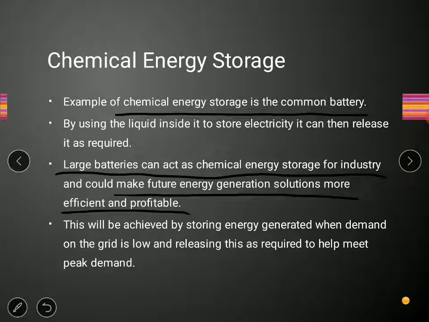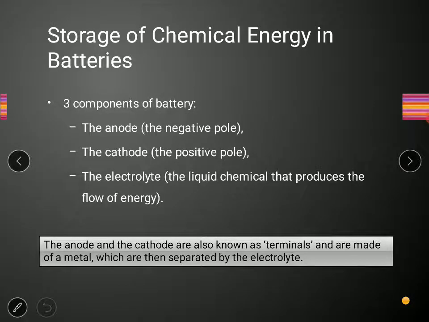How can we achieve this? This can be achieved by storing energy generated when demand on the grid is low and releasing it as required to help meet peak demand. What happens sometimes is we don't have that much demand, but the grid is generating electricity. So instead of sending it out to the system or to the households or to the transformers and so on, we are going to just store it in the power plant itself and then release it from there whenever the demand goes high. Maybe in the daytime we can store, in the nighttime we can release and so on. So different ideas can be there.